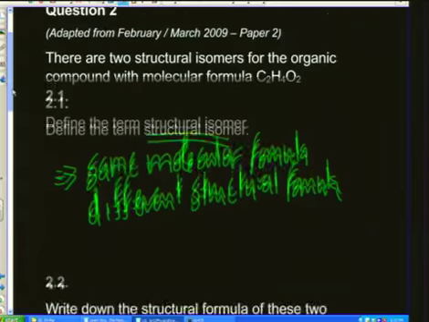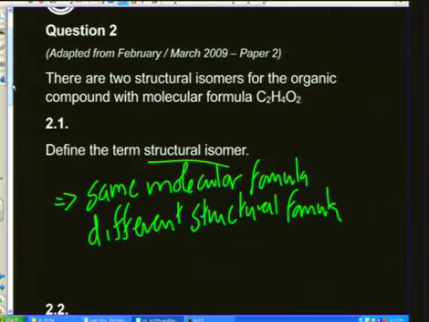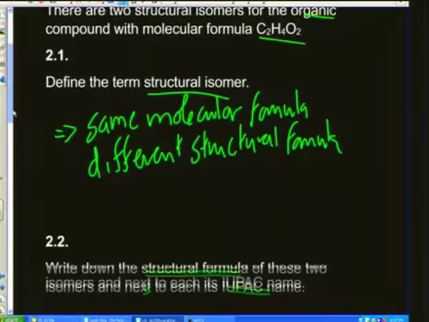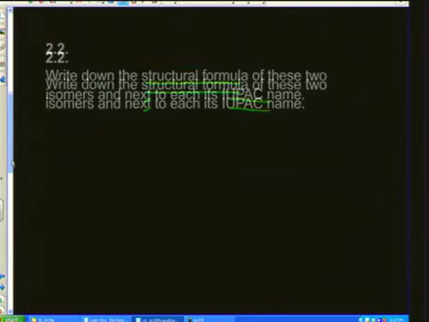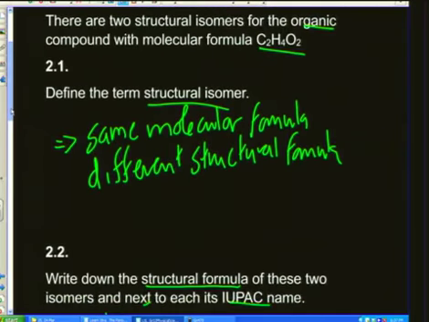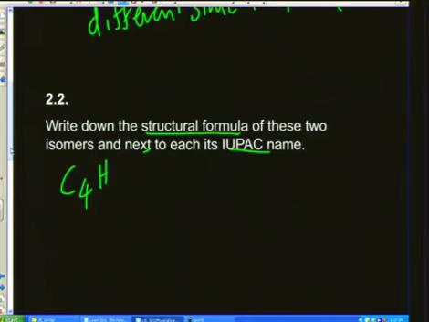So let's go back to the top of the question, and it says there are 2 structural isomers for the organic compound with molecular formula C2H4O2. Sorry, I knew I'd made a mistake when I wrote it, but let's get it right. C2H4O2. That's the molecular formula.